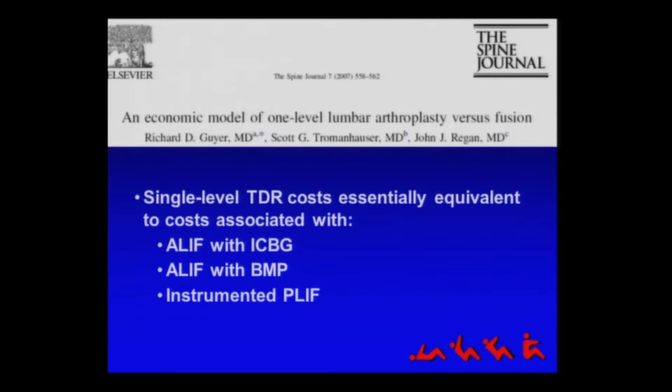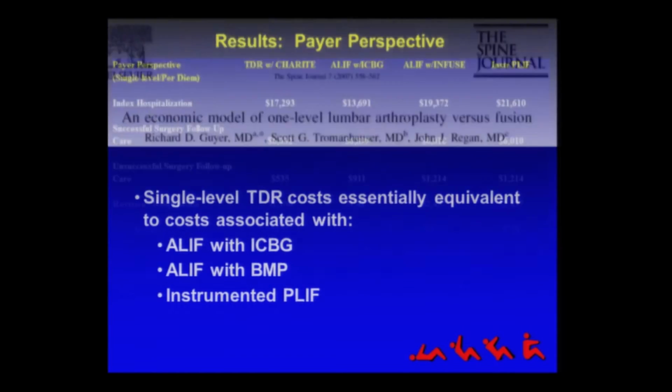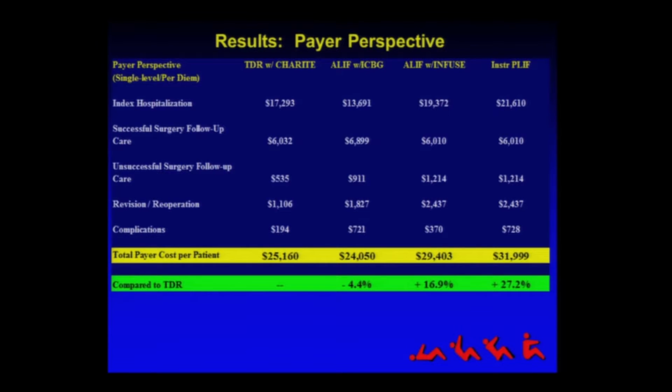One of the earliest economic papers, which was published in 2007 by my partner Rick Iyer, looked at single-level arthroplasty versus fusion from the Charité study. They compared the costs of a single-level arthroplasty to an anterior lumbar fusion with iliac bone graft with BMP and an instrumented PLIF. They didn't have any 360 data in this study. And you can see on the bottom line that arthroplasty compared very well. The only thing that was cheaper was an ALF using the patient's own bone. If you started to dial in more biologic products like Infuse, it was more expensive. And obviously an instrumented PLIF was more expensive because of the hardware.